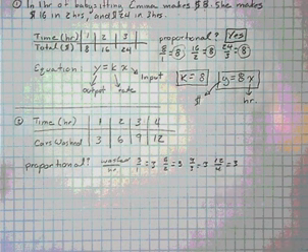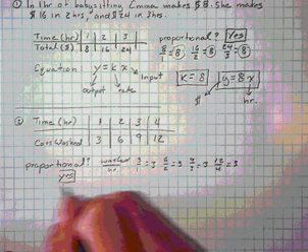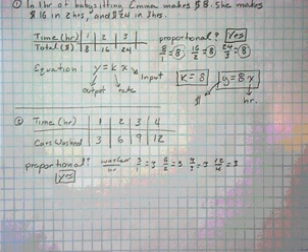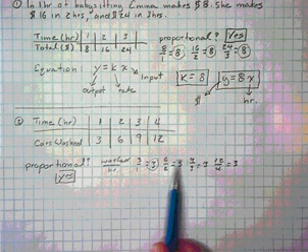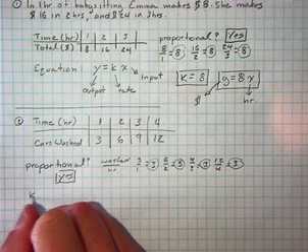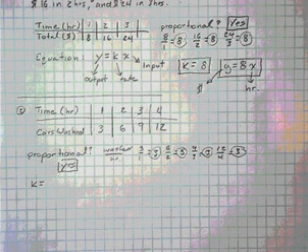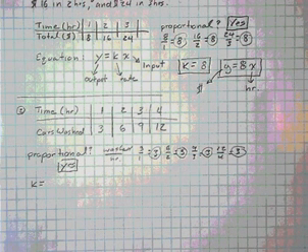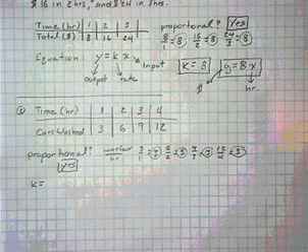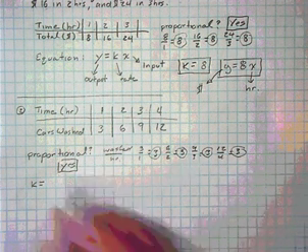So is it proportional? Yes. All of these fractions are equal to each other. They're at the same rate. So it is proportional. What is our constant of proportionality? Morgan? Perfect.